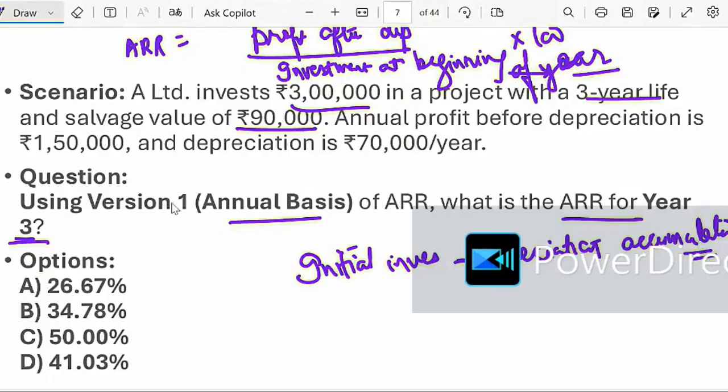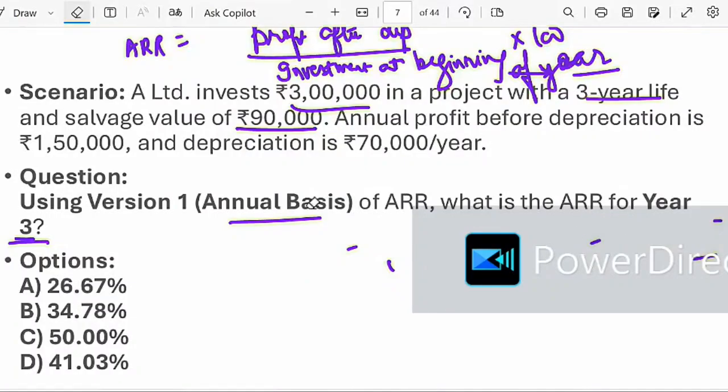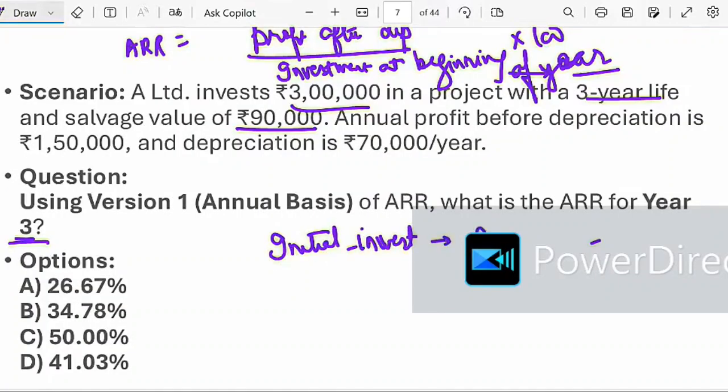Now in year number 3, come back to the question. In year number 3, what are the data available? So annual profit before depreciation is how much? 1,50,000. Annual depreciation is 70,000. And can you calculate for me what is the initial investment at the beginning of year number 3? Can you write the value in the chat box?